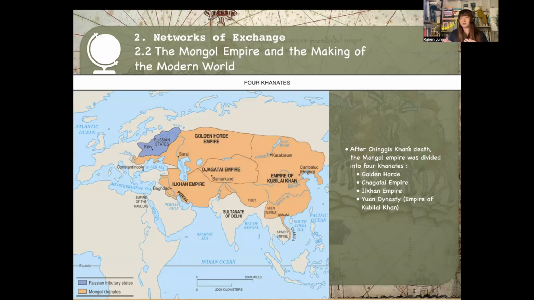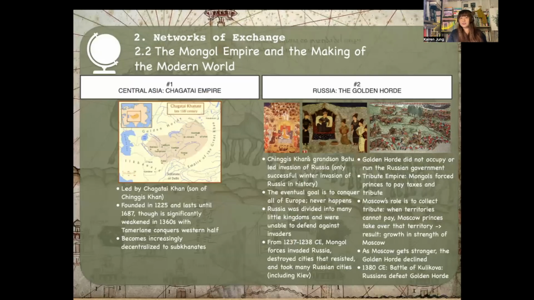The empire of Kublai Khan was the Yuan Dynasty, but as you can see, it was spread out across Eurasia. First, in Central Asia, you had the Chagatai Empire. It was led by the Chagatai Khan, the son of Chinggis Khan, and it was founded in 1225 and lasted until 1687, although it was already very weak by the 1360s when Tamerlane conquered the western half. It became increasingly decentralized into its subkhanates, and it sort of faded into obscurity eventually.